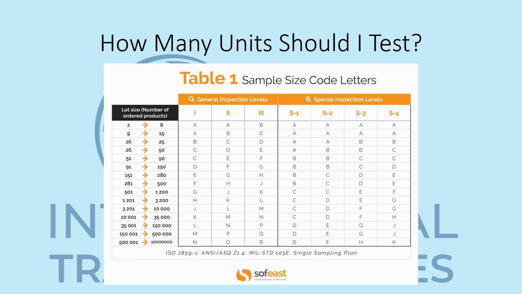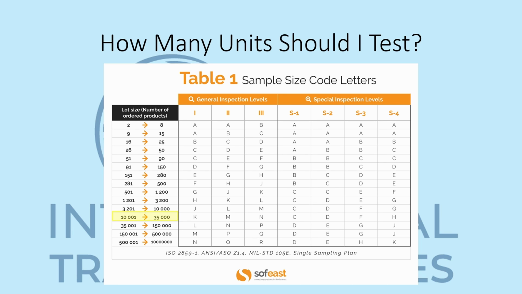First thing you're going to want to do is go to that column on the left and look at lot size, which is just the number of products you've ordered. You're going to find that range where 15,000 fits. So that 15,000 falls between 10,001 and 35,000.